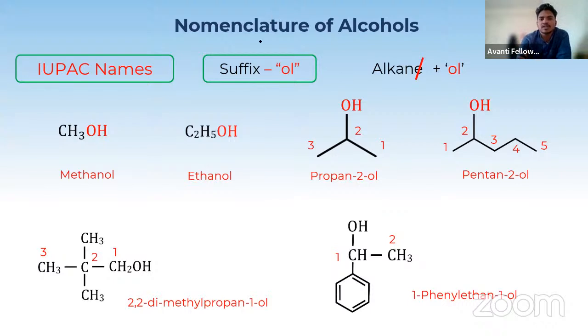Now coming here, how do you name this one in IUPAC? Methanol means one carbon is there, so meth is the root word. In the alkane, the an is simply the primary suffix, and OL is the secondary suffix. And this is ethanol.